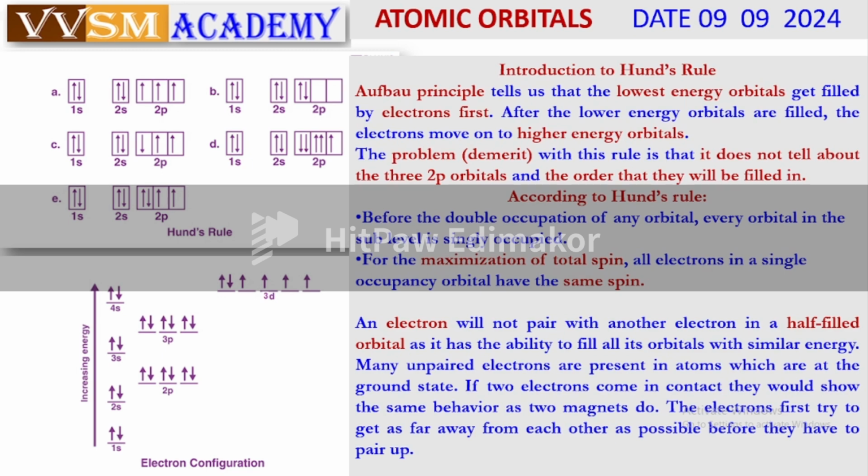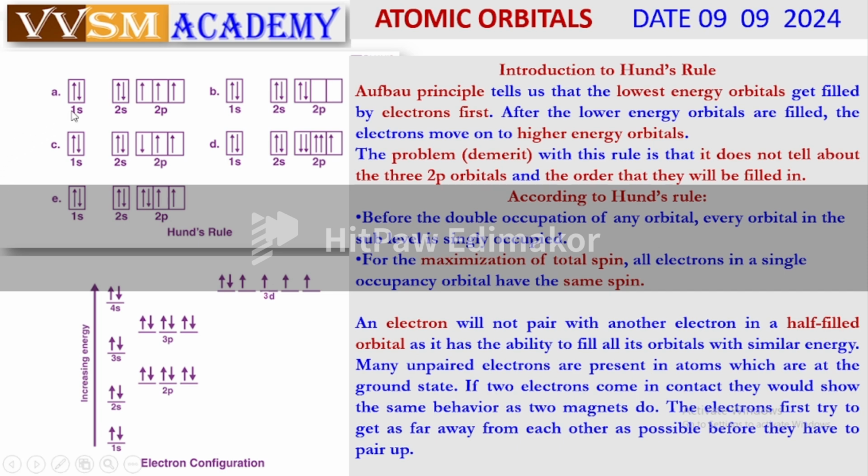For example, maximization of total spin. All electrons in a singly occupied orbital have the same spin. An electron will not pair with another electron in a half-filled orbital as it has the ability to fill orbitals with similar energy. Many unpaired electrons are present in atoms which are at the ground state. If 2 electrons come in contact, they would show the same behavior as 2 magnets do. The electrons first try to get as far away from each other as possible before they have to pair up.